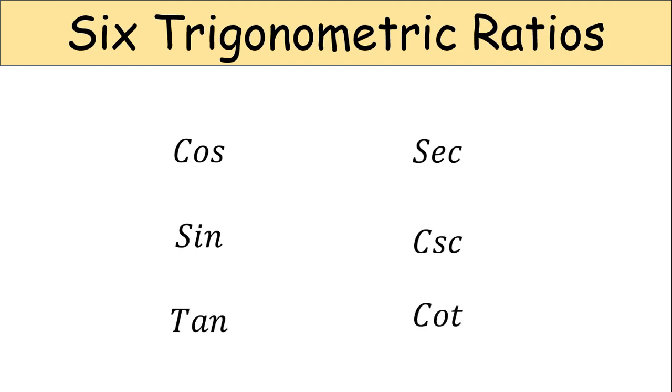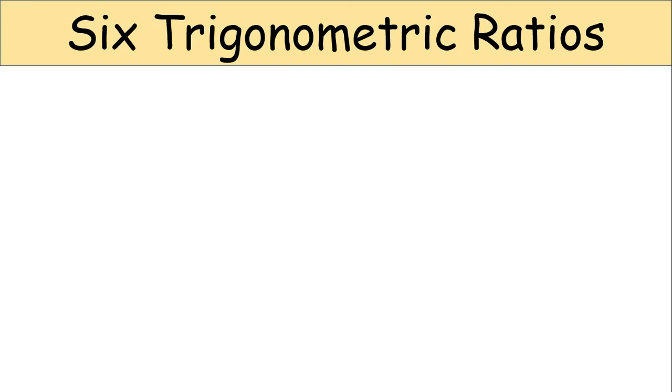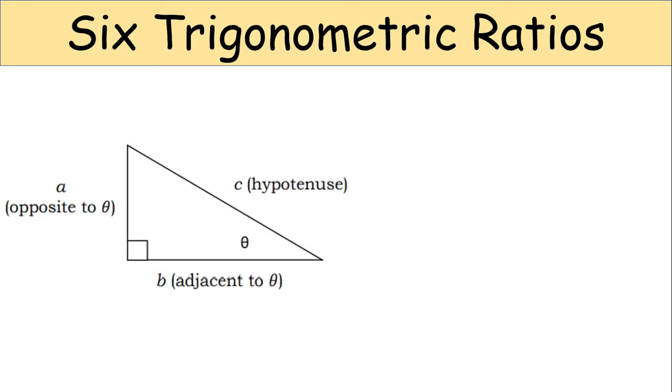So, proceed na tayo. Dito, we have a given triangle ABC. So, makikita nyo meron dyang theta. So, this theta is the representation of an angle for your triangle. So, dito sa ating triangle, yung A is opposite ng theta. Si C naman is hypotenuse ng theta at si B is adjacent to the theta.